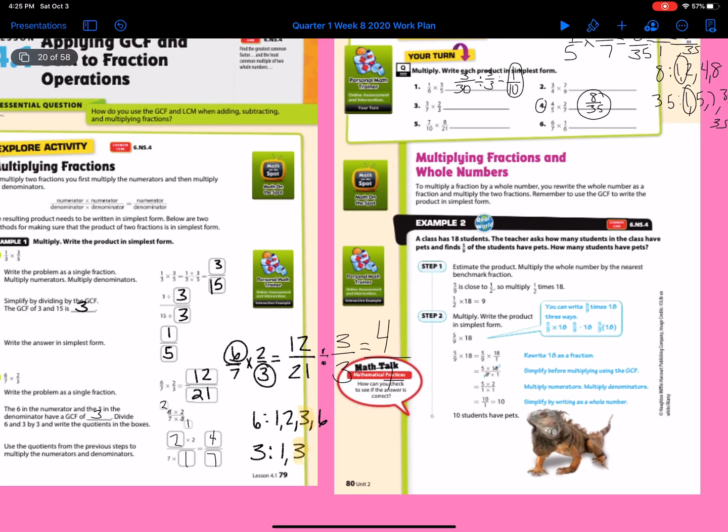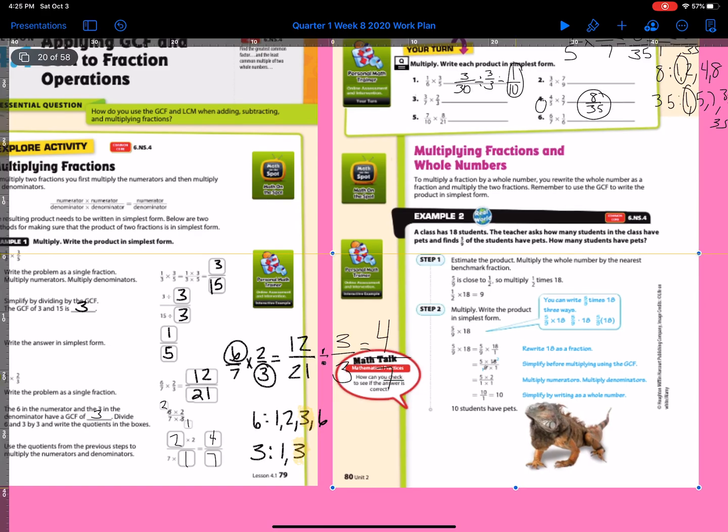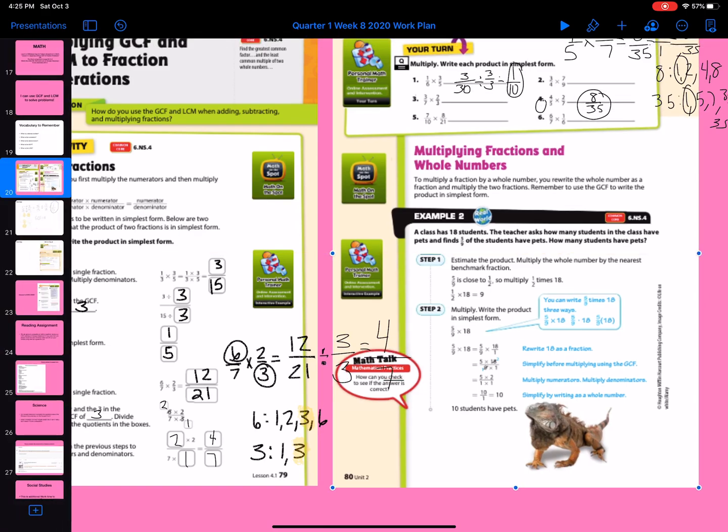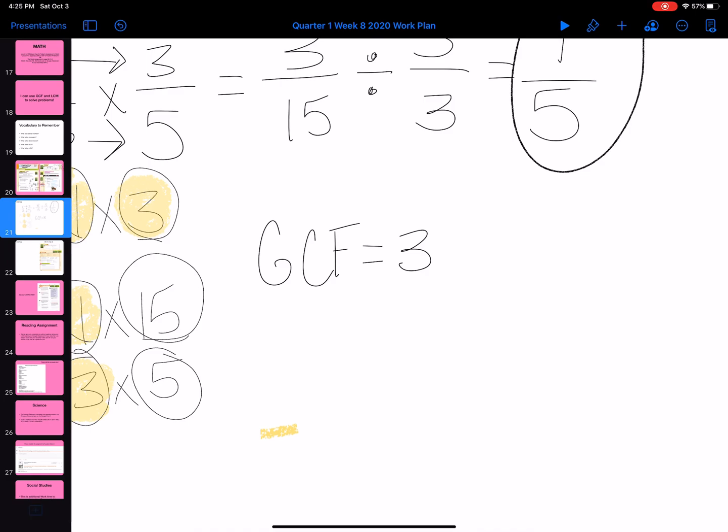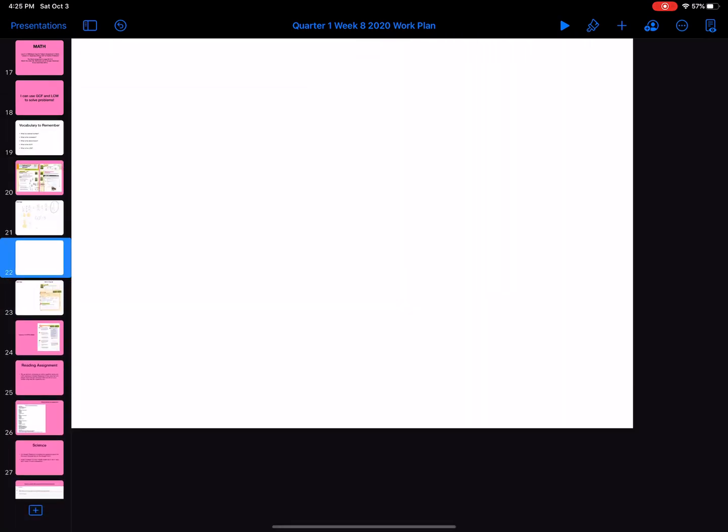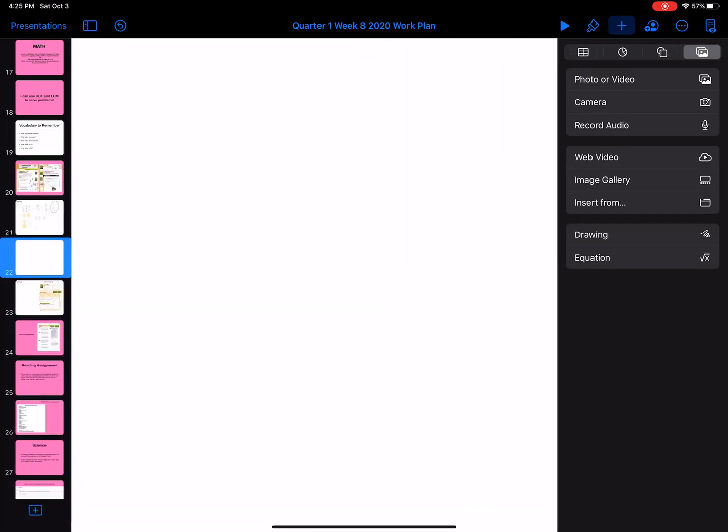Okay, so for the rest of this, we're doing multiplying fractions and whole numbers. So this is really easy. What we're going to do is add a blank slide for us to write on, and I'm going to do some examples with you.